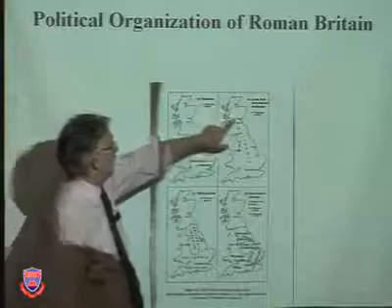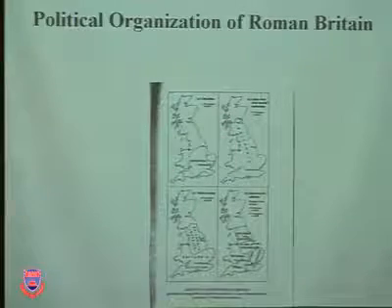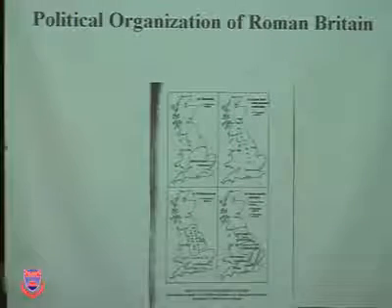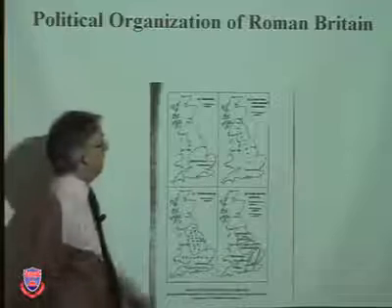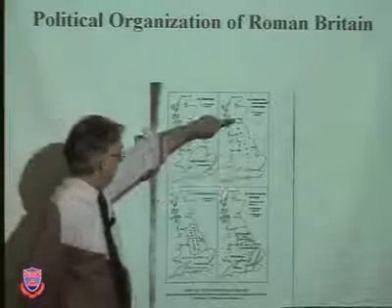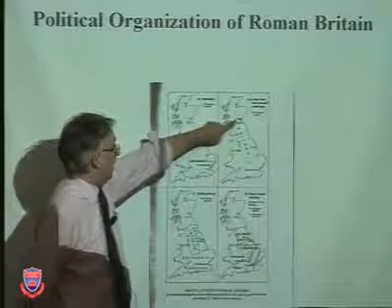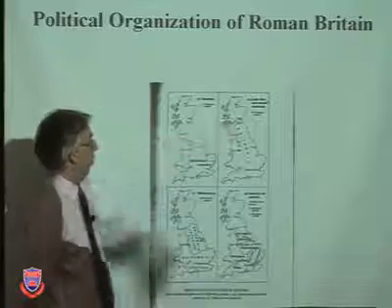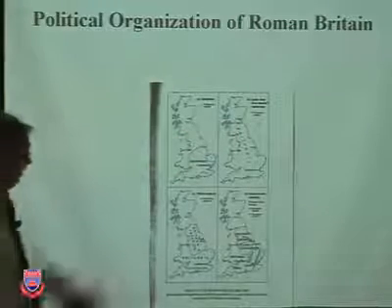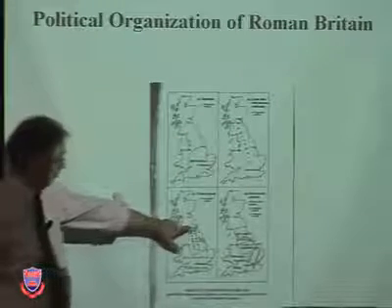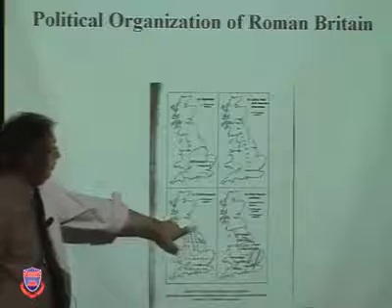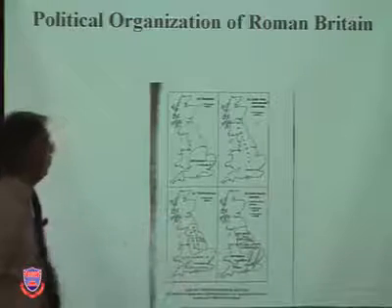Here's the situation round about 100, beginning of the 2nd century. As we said, for a while, we have the Antonine Wall up here into Scotland, but eventually, as you can see, the traditional boundary back to Hadrian's Wall is pulled back.